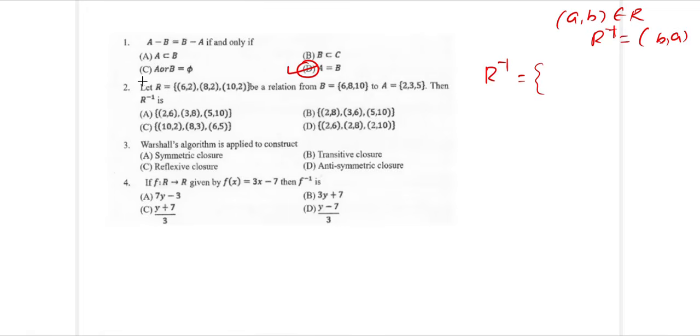So what happens over here? 6 comma 2 will be flipped as 2 comma 6. 8 comma 2 will be flipped as 2 comma 8. 10 comma 2 will be flipped as 2 comma 10. So these are the elements of your R inverse. Check where they are: 2 6, 2 8 and 2 10 over here in D. So this forms my answer for my R inverse.